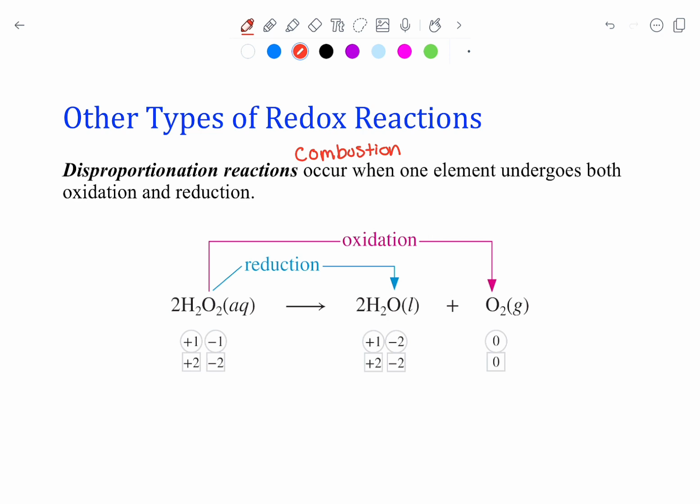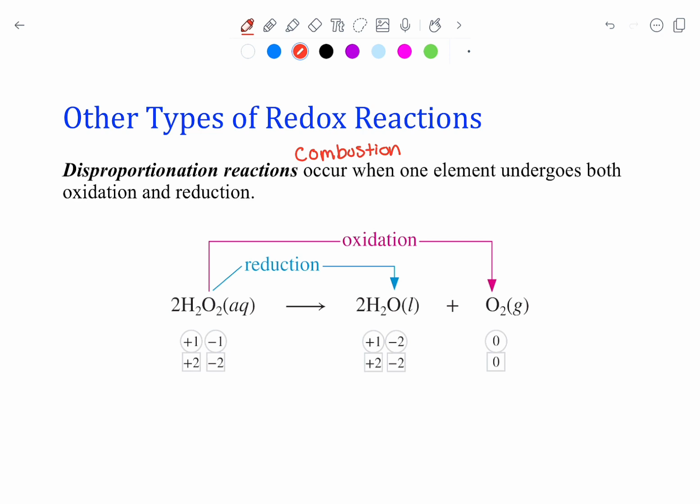The example I have here is hydrogen peroxide, where oxygen is going both into water and into oxygen gas. So it's being separated from one reactant into two separate products, so its oxidation numbers in both of those products differ. Here, oxygen in the peroxide is one of our exceptions to the rule of oxygen.